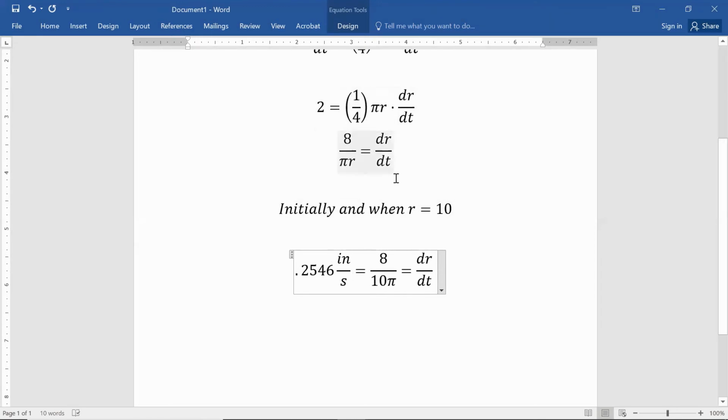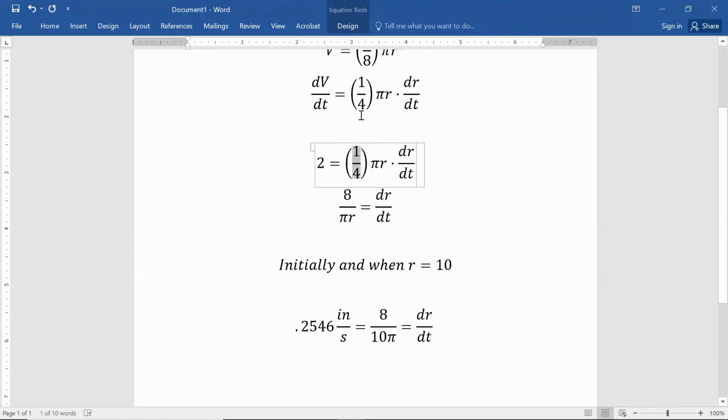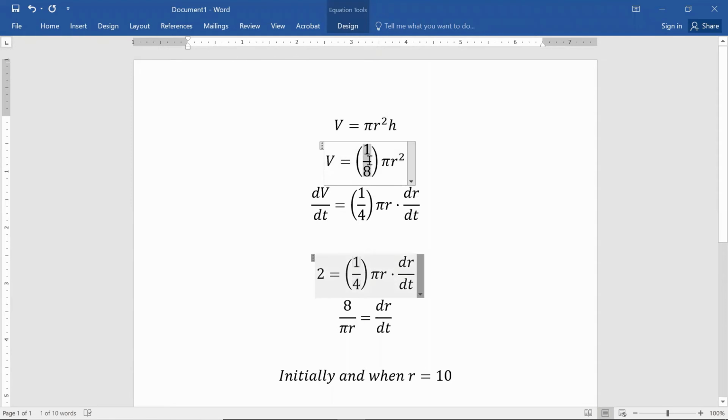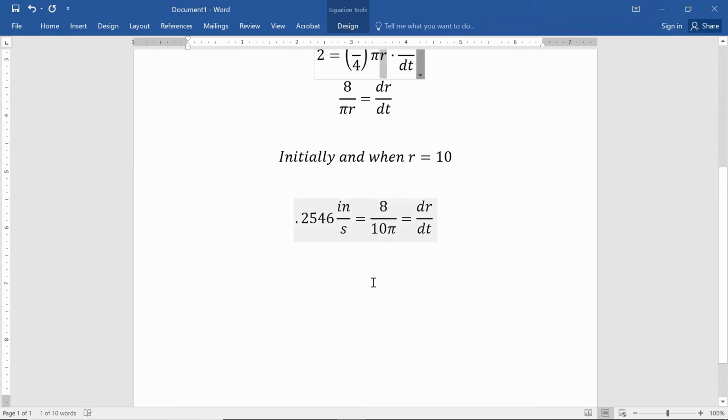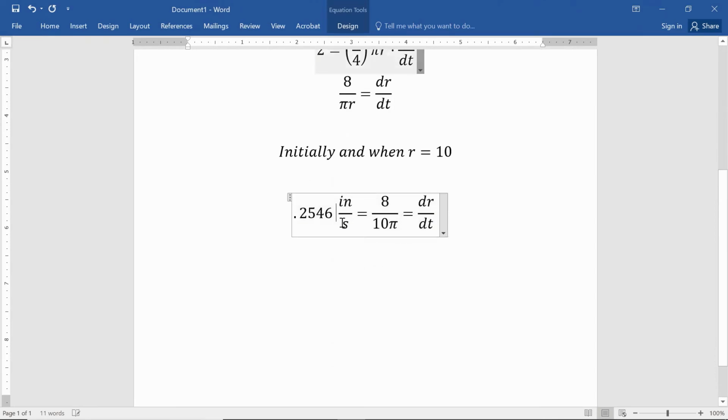You can trace back how I got inches per second by doing this. Remember, the 2 was inches cubed per second, and then the 1/4 came from a 1/8 inch depth, and the radius would have also been in inches. So about 0.2546. So if water is flowing into this puddle, then the radius of that water is growing at a rate of about 1/4 of an inch per second.